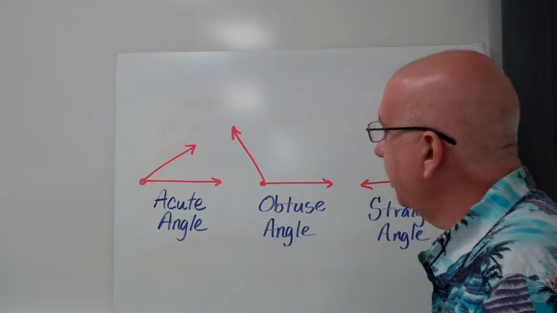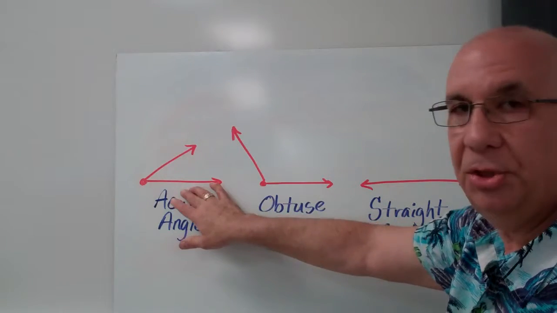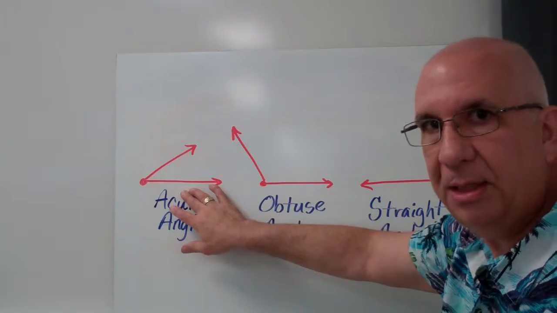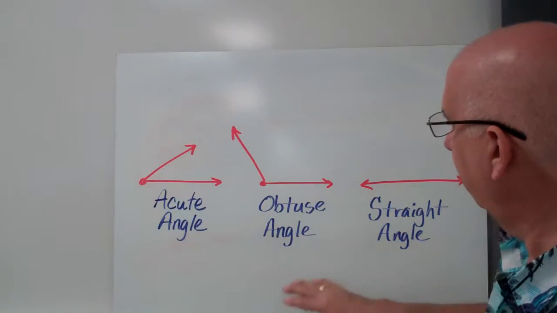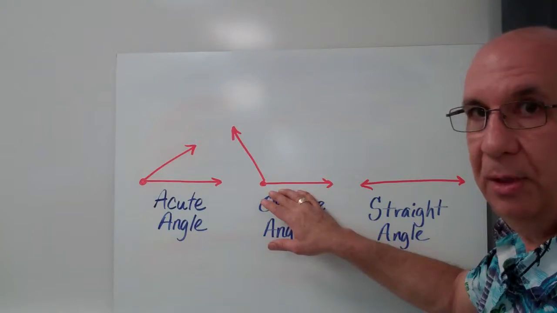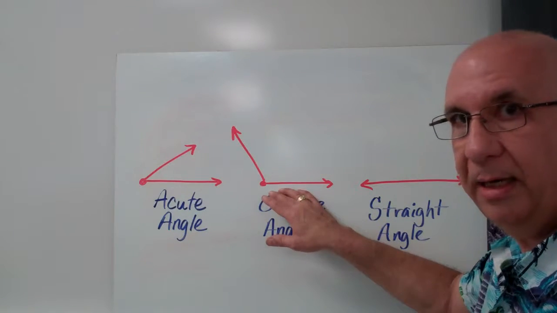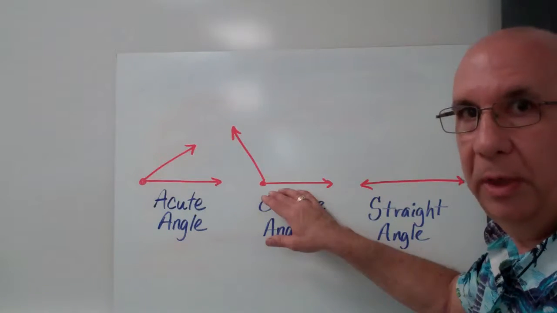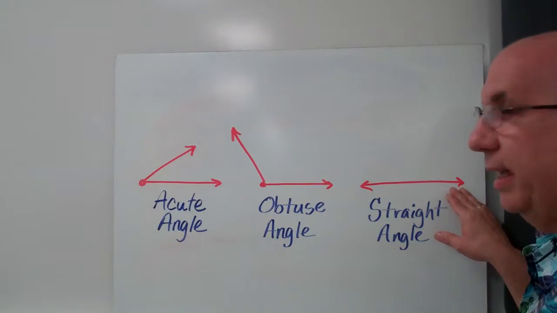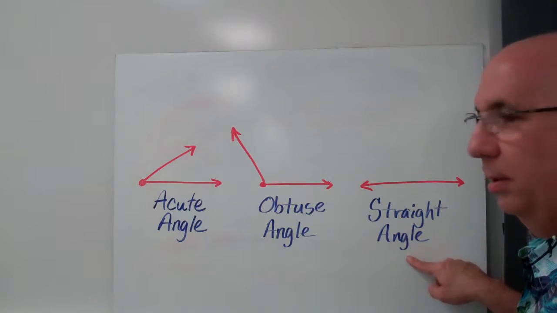The last three that we're going to talk about are acute angles. Acute angles are two rays that share a common endpoint whose measure is always less than 90 degrees. Obtuse angles, again, two rays that share a common endpoint whose measure is greater than 90 degrees but less than 180. If you have a straight line, this is also called a straight angle.